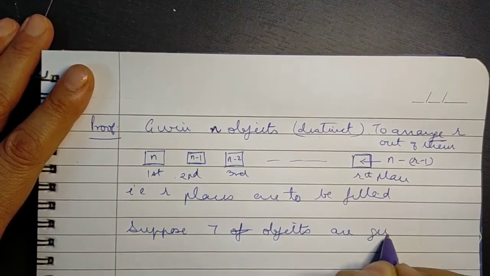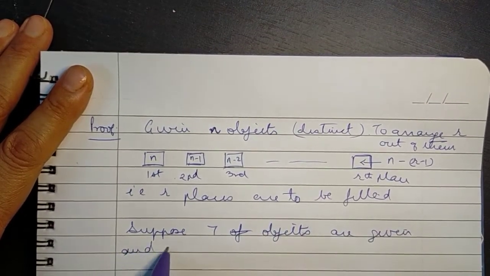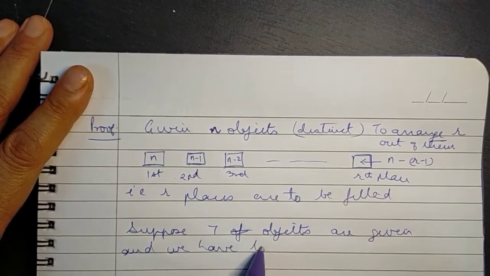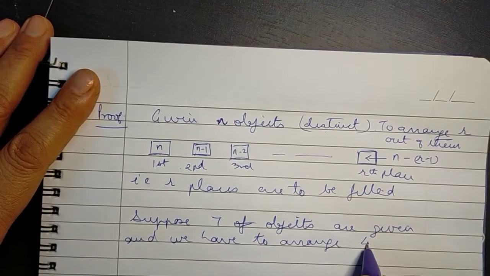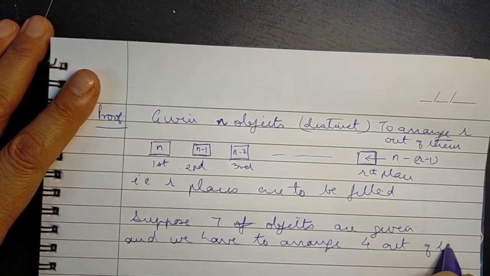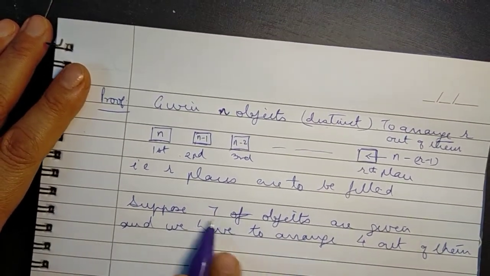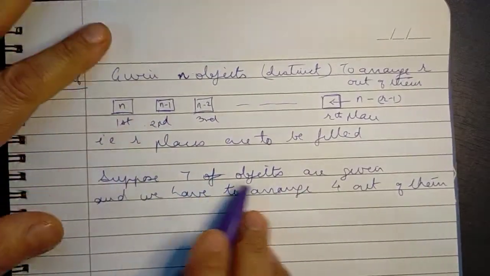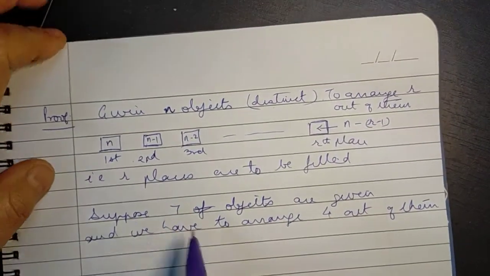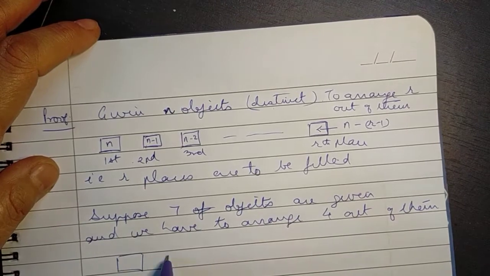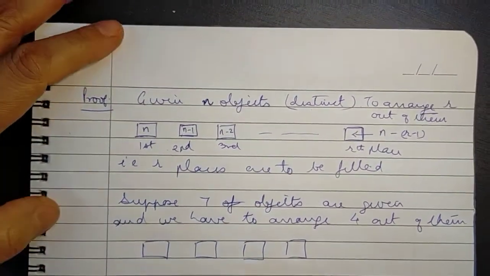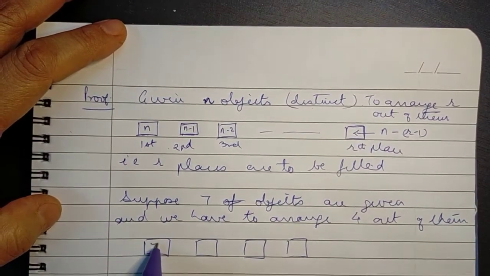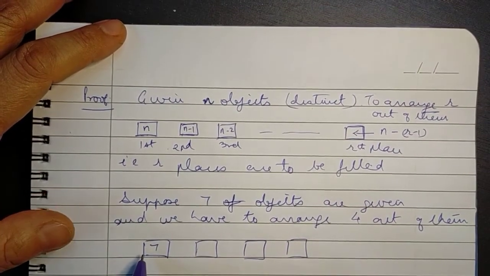Objects are given and we have to arrange 4 out of them. It means r is 4 and n is 7. So there are 4 places to be filled up out of 7 things. Okay, so the first place has 7 options. One place is already filled up.